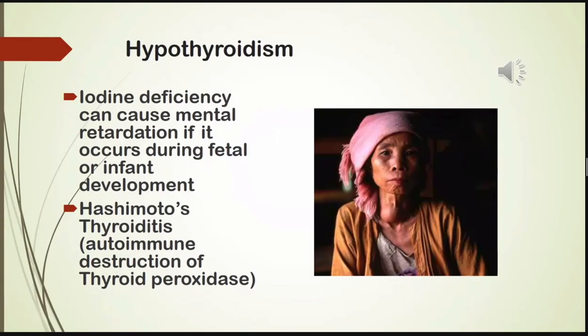Hypothyroidism is caused by decreased levels of T3, T4 in the blood. Iodine deficiency can cause mental retardation if it occurs during fetal or infant development. Hashimoto's thyroiditis is an autoimmune destruction of your thyroid peroxidase, which is important for iodination of your thyroglobulin.